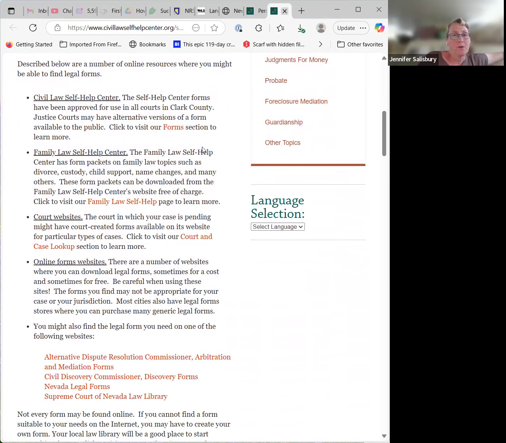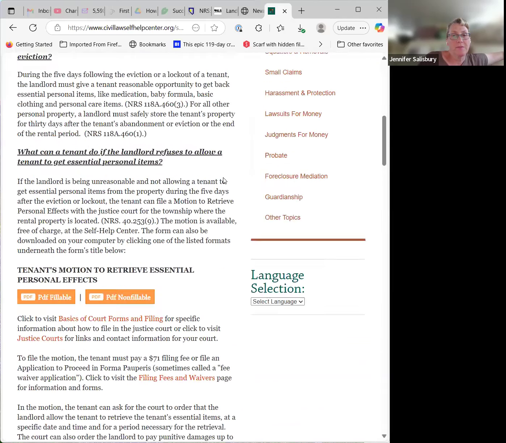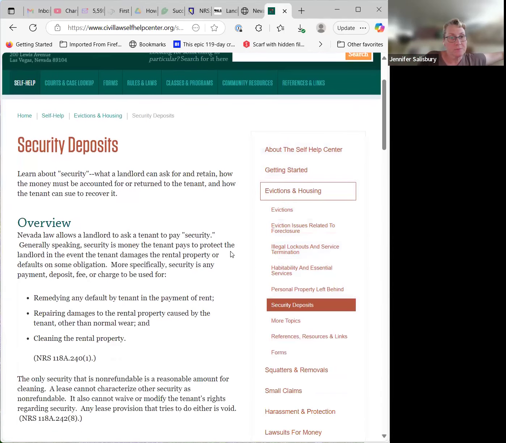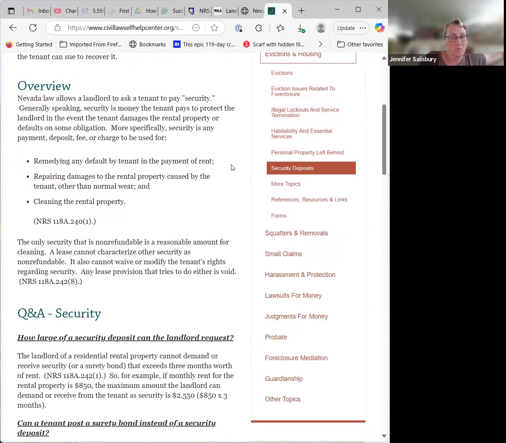Remember, typically if you as a landlord do not return the security deposit and you do not give an accounting, then the tenant can sue you in small claims because it's not a housing issue. Their deposit is their asset, right? And so they can go to small claims. So this is security deposits. Here it is, security deposit.